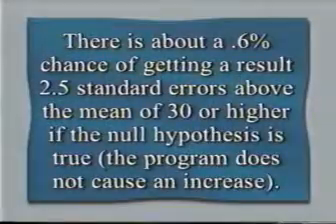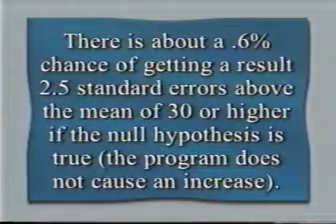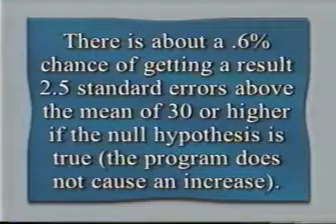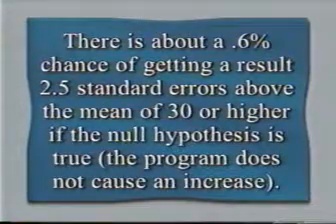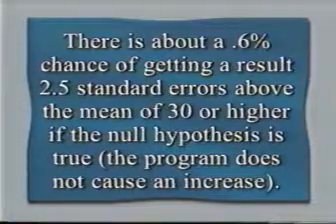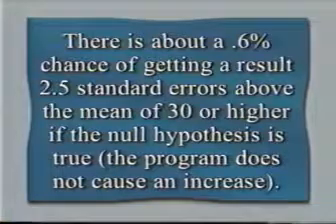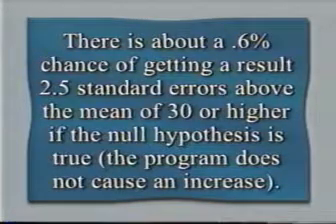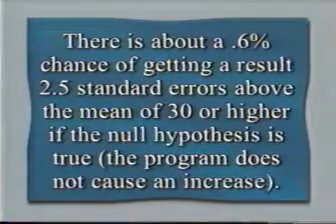It says that there's probably about a 0.6% chance of getting a result this far away, that is 2.5 standard errors above the mean of 30 or higher, if the null hypothesis is true. The null hypothesis says the incentive program doesn't cause an increase. 0.006, 0.6%, sounds as if it's a very rare occurrence. If something happens 6 times out of 1,000, that is quite rare.